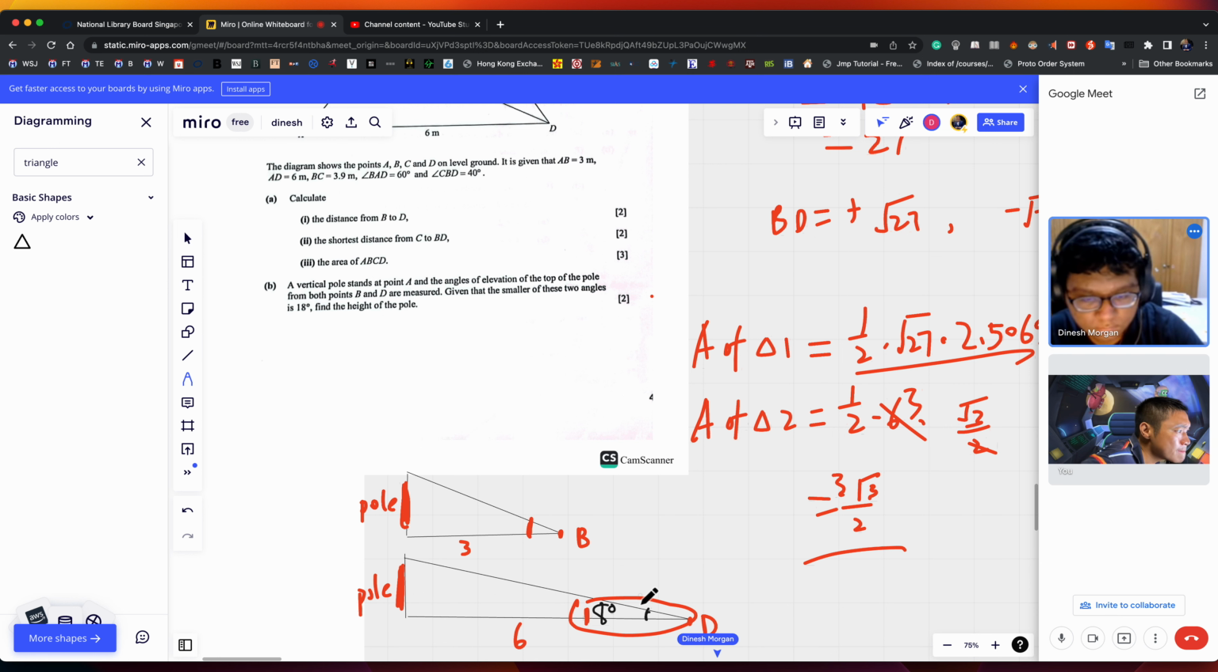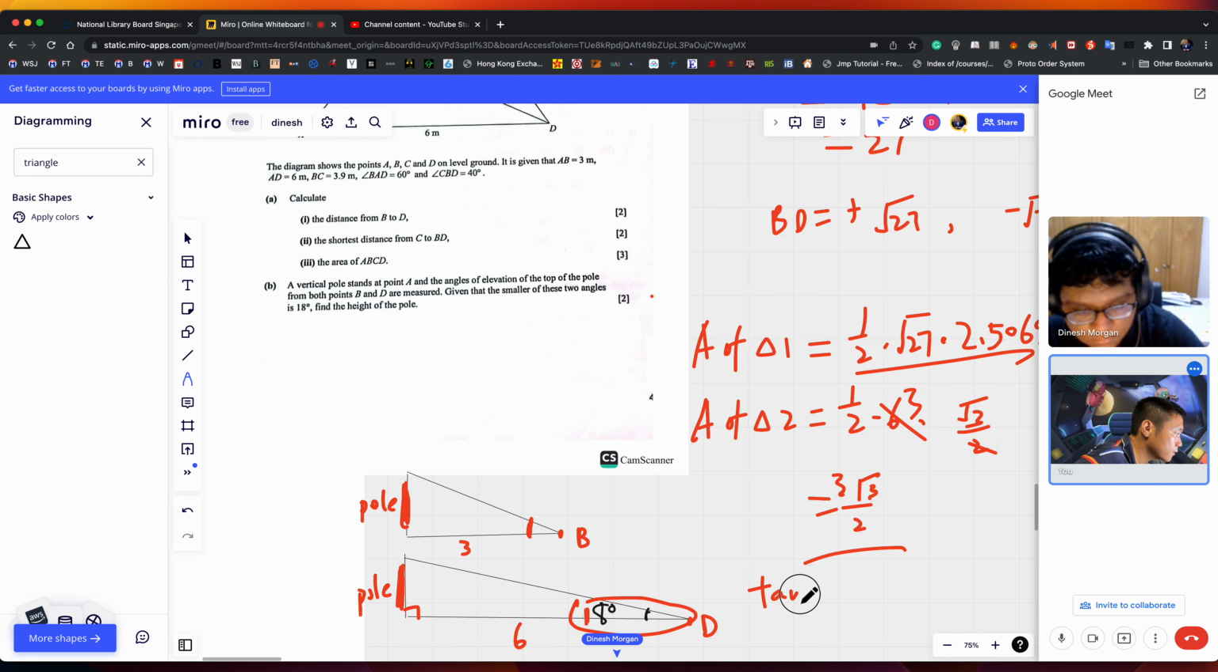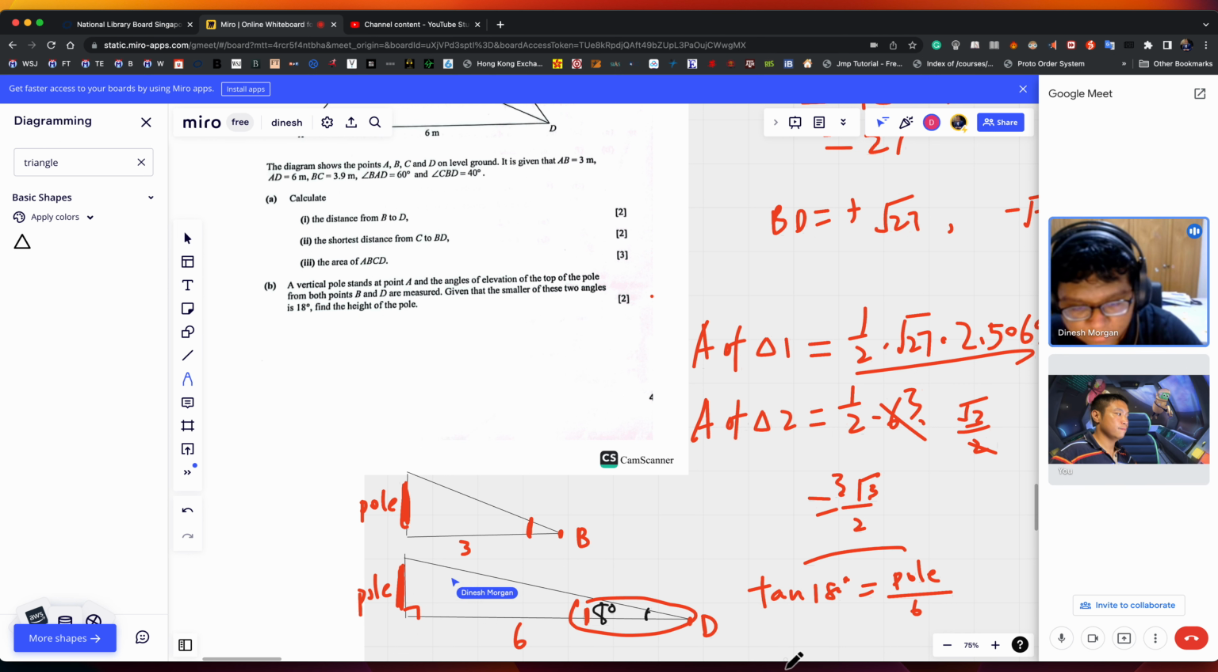Then what? Find the height of the pole? Simple, because this is a right angle triangle, so it's SOH CAH TOA once again. So it's tangent 18. Tangent 18, then opposite is the height of the pole divided by the 6, right? So the pole is just 6 times tangent 18. Easy, yeah? 2 marks. Oh, I don't even need to use the other one.